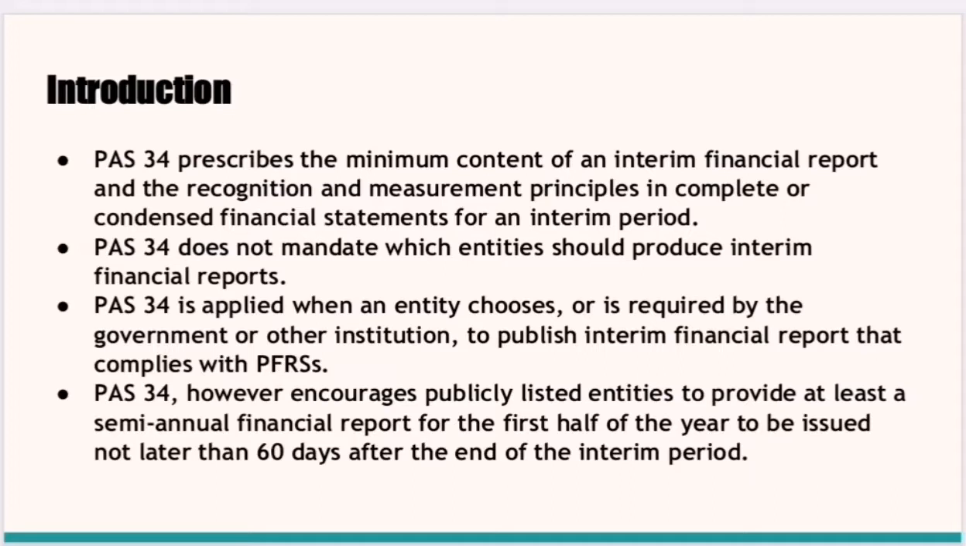reports. So PAS 34 does not command which entity is required to make an interim financial report. Moreover, PAS 34 is applied when an entity chooses or is required by the government or other institution to publish interim financial report that complies with PFRS. This is self-explanatory because, as mentioned in the statement, we can only tell that PAS 34 is applied if the entity makes an interim financial report that conforms with PFRS, and also if any institution or government required it to publish a certain report.